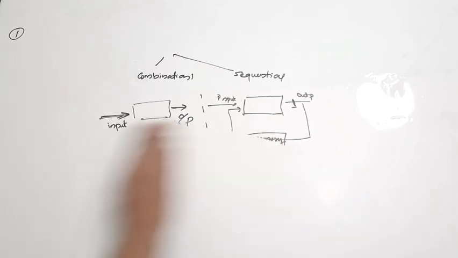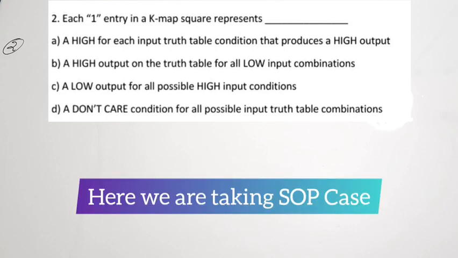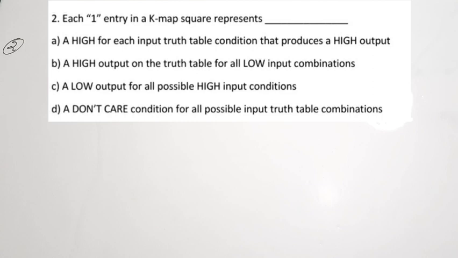Moving on to the next question. Next question is from K-map. Each one entry in a K-map square represents dash. I'll read out the options for you. A, a high for each input truth table condition that produces a high output. B, a high output on the truth table for all low input combinations. C, a low output for all possible high input conditions. D, a don't care condition for all possible input truth table combinations.